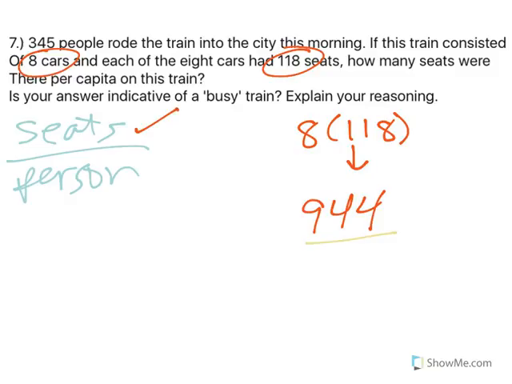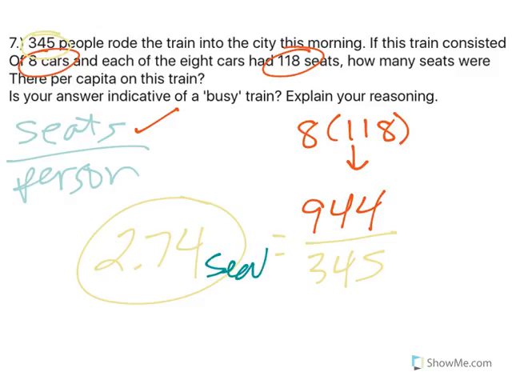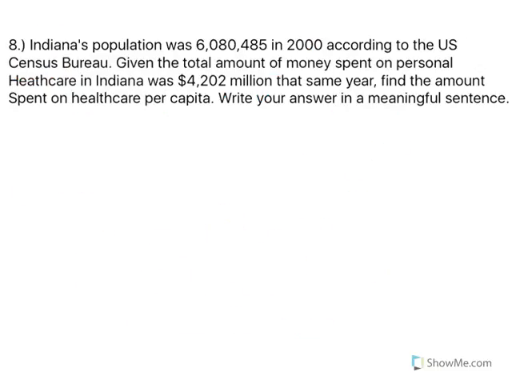How many people do we have? Well, they said 345 rode this train. So when I divide those two numbers, I get 2.74. That means there were 2.74 seats per person. Is this a busy train? I'm going to say no. Because if I have 2.7, that's almost 3 seats a person. So you can sit down in 3 seats. If you have 3 seats to yourself or 2 seats to yourself, that is not a busy train.